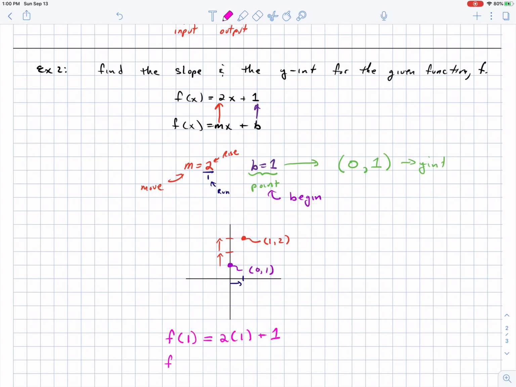Did we get it right? Did we? What does this mean again? This means that we are now at a point 1, 3. So, oops, I accidentally put 2 because I went up 2, right? Because I was just thinking about the rise. But it's really adding 2, just like we said, to our original output. So, hope you caught that and said 3.